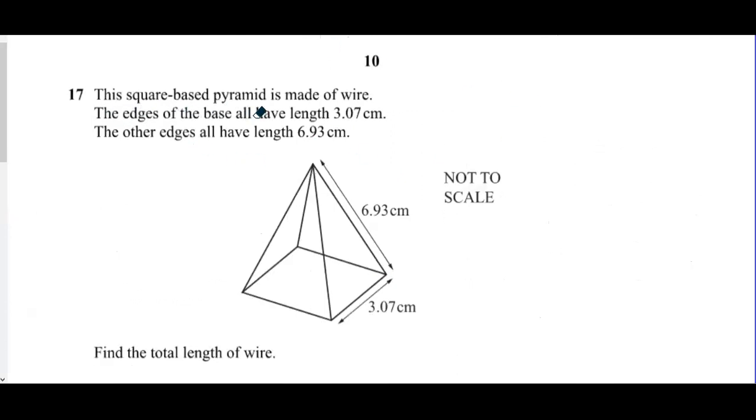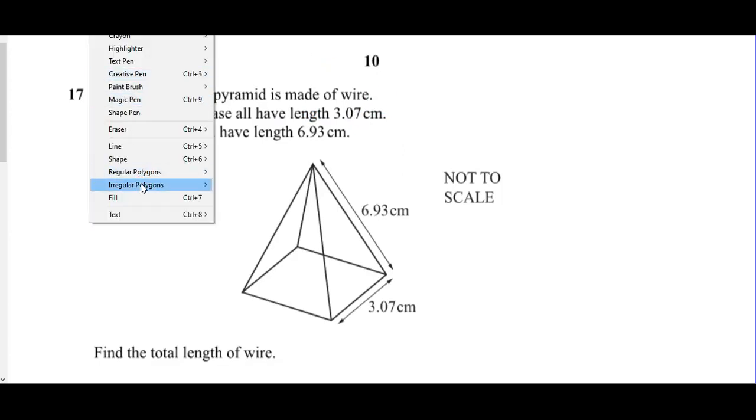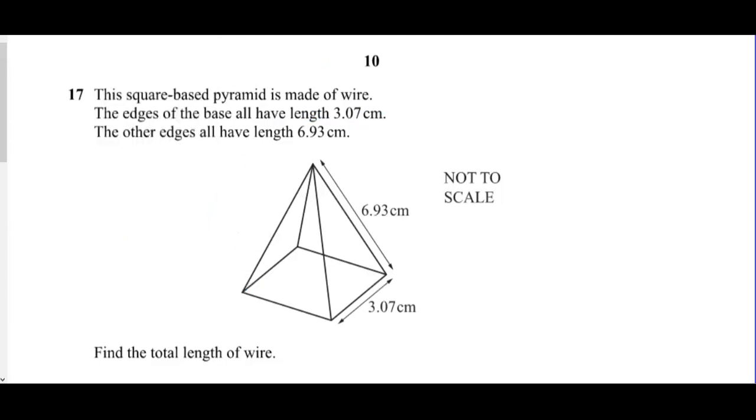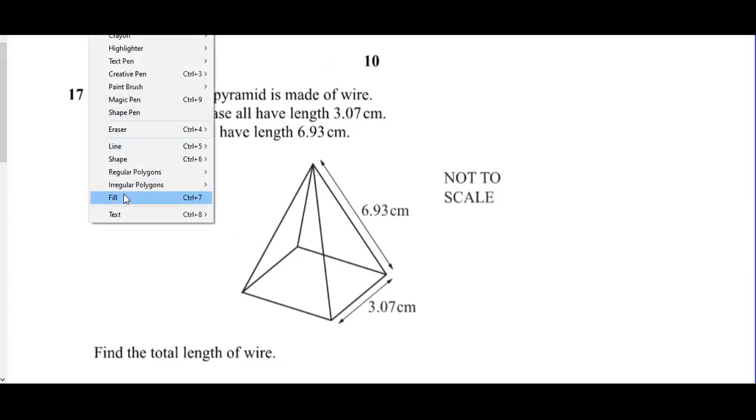This square-based pyramid is made of wire. The edges of the base have length 3.07 centimeter. The base. Let me try to show the base. This is the base here.